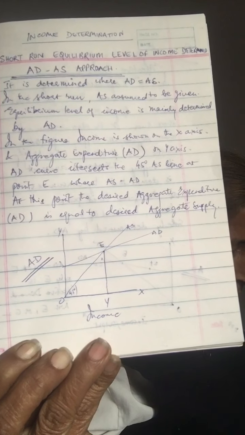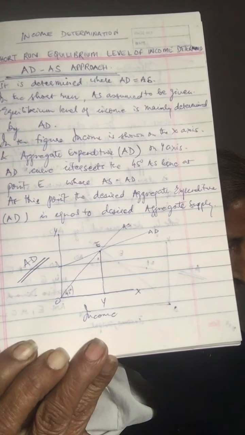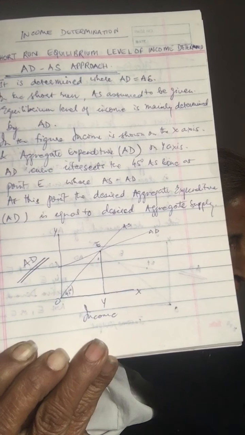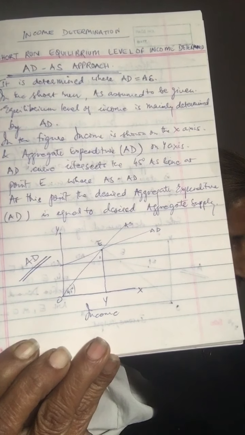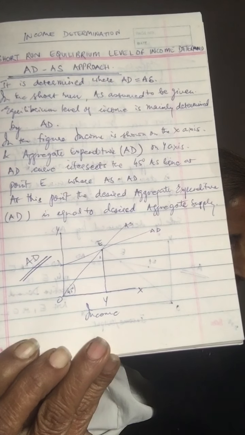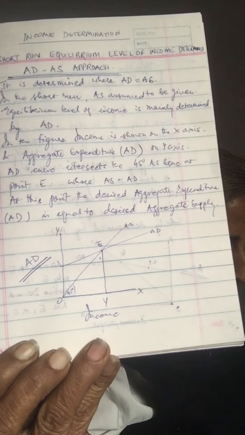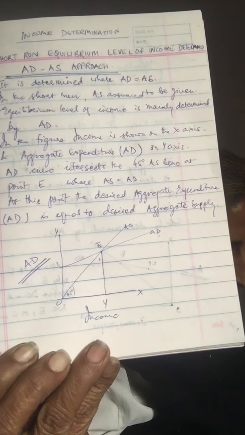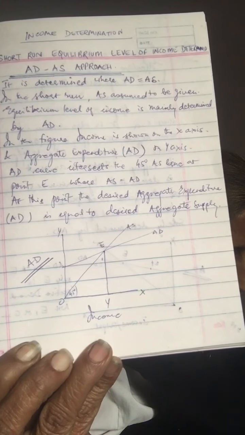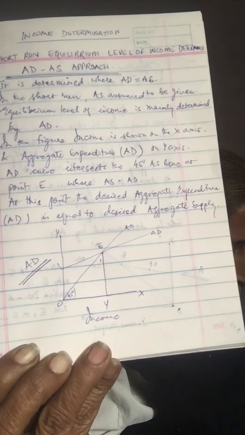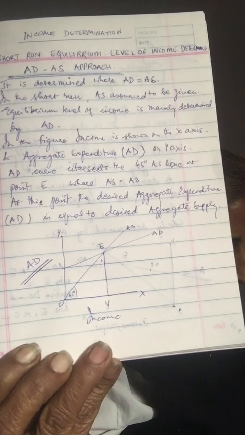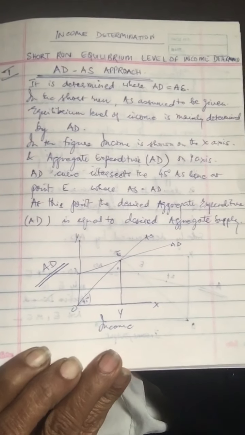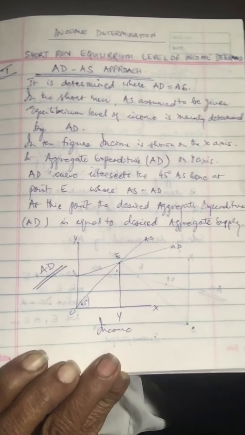In the figure, income is shown on the x-axis, aggregate expenditure or aggregate demand on the y-axis. The AD curve intersects the 45-degree AS line at point E, where AD is equal to AS. At this point, the desired aggregate expenditure on output is equal to the desired aggregate supply. So that's what it is.